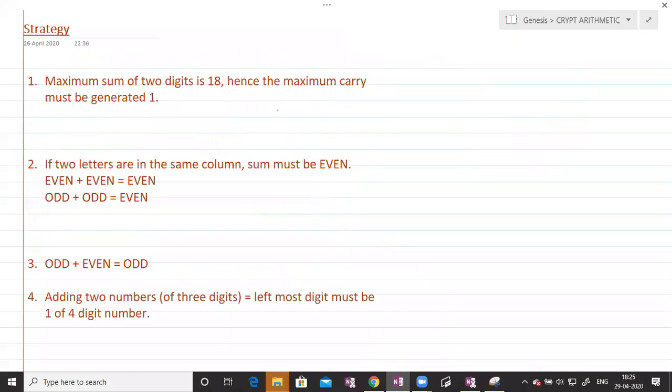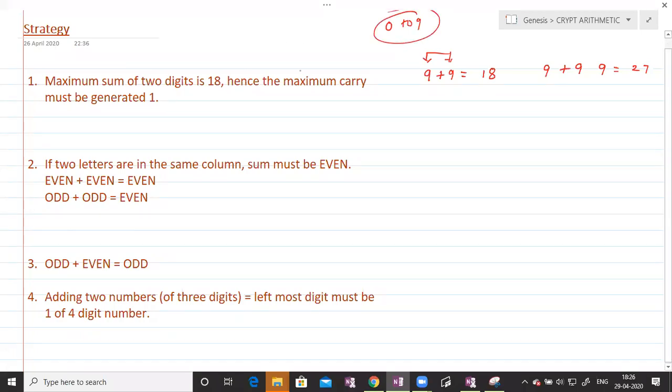Look at this. The first strategy. The maximum sum of two digits is 18. Remember, friends, the maximum sum. How? The maximum sum of two digits must be 18. The maximum sum of three digits, what should it be? Three numbers should be 27. Right? Maximum. But talking about two numbers only. Remember, each letter should be assigned a digit, not a number. I told you, here 0 to 9. That's all. 0 to 9.